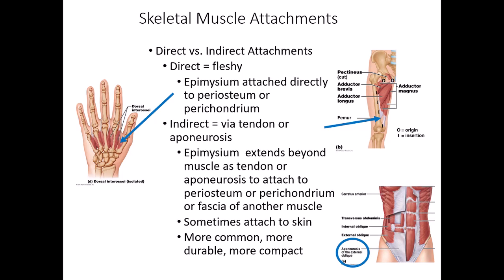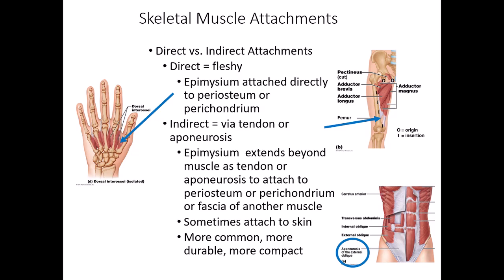An indirect attachment is through a tendon or something called an aponeurosis, some kind of connective tissue. For example, the epimysium extending beyond a muscle as a tendon or aponeurosis will then attach to the periosteum or perichondrium. So we still have those connective tissue components holding together to make the connection between the bone and the muscle. But if it's the connective tissue of a tendon, that's different than if it's the connective tissue directly of the epimysium. Some muscles attach directly to skin. That would also be an indirect attachment.